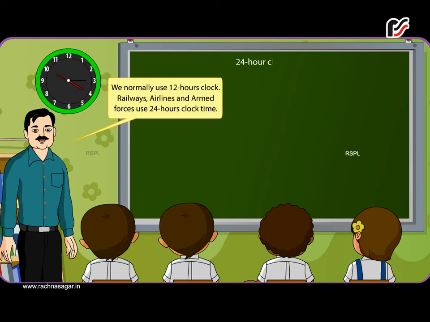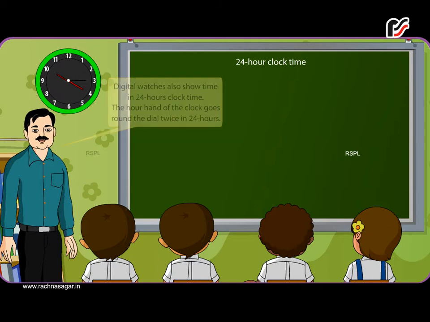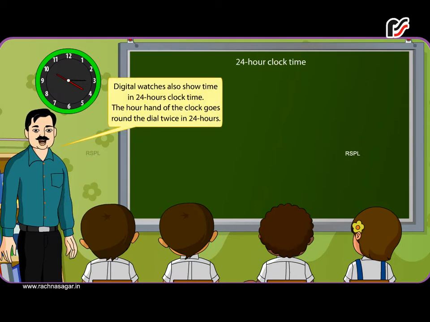We normally use 12 hours clock. Railways, airlines and armed forces use 24 hours clock time. Digital watches also show time in 24 hours clock time. The hour hand of the clock goes round the dial twice in 24 hours.